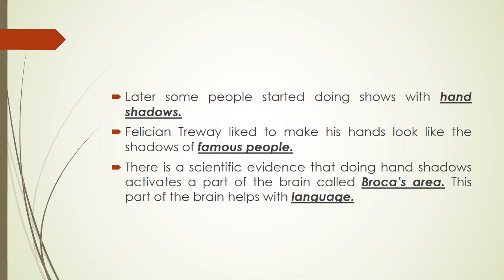Later, some people started doing shows with blank. They were doing them with puppets, then they started doing shows with hand shadows. And Felician Trivet liked to make his hands look like the shadows of blank famous people. There is scientific evidence that doing hand shadows activates a part of the brain called Broca's area. This part of the brain helps with language.